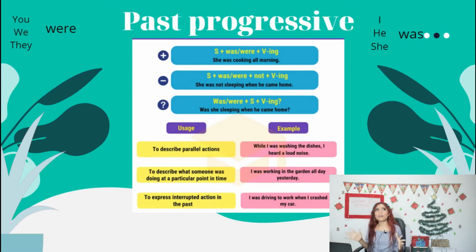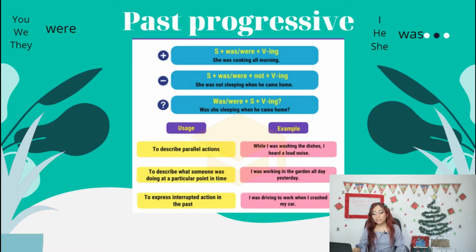For example, another parallel action would be, I'm recording my videos. I was recording my videos while my mom was cooking the meal, okay? That's going to be a parallel action. I was recording my videos and my mom was cooking.